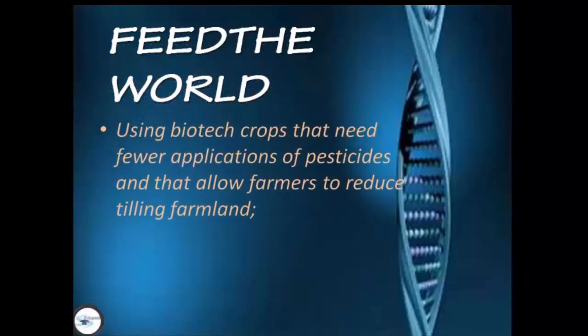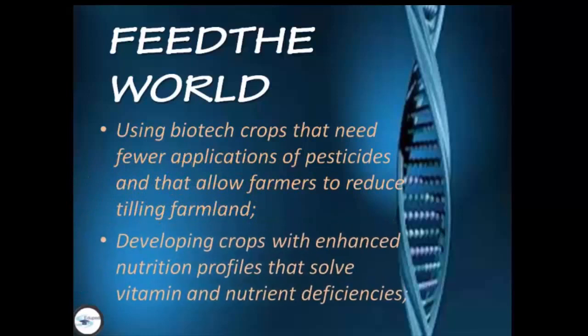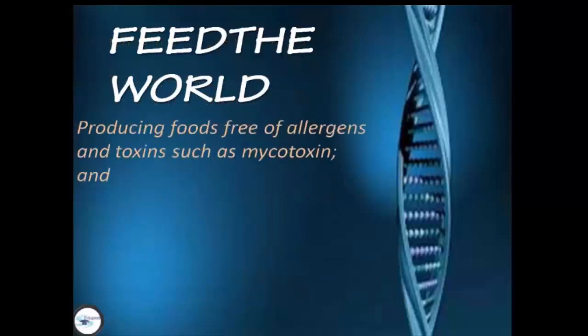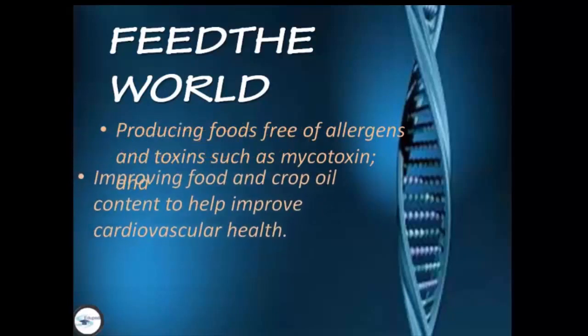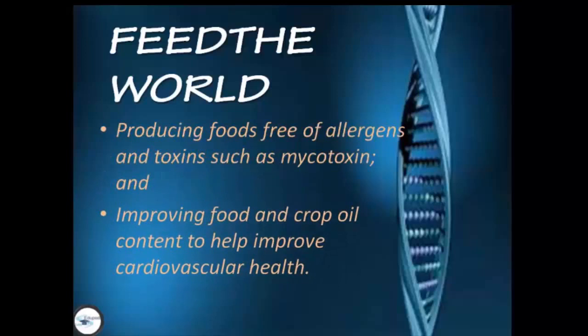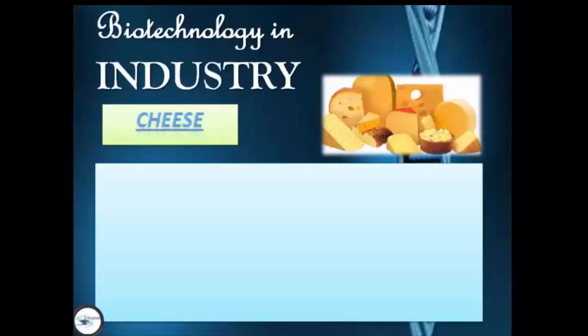And also using biotech crops that need fewer applications of pesticides and that allows farmers to reduce tilling farmland. And also developing crops with enhanced nutrition profiles that solve vitamin and nutrient deficiencies. Producing food free of allergens and toxins such as mycotoxin, and also improving food and crop oil content to help improve cardiovascular health.